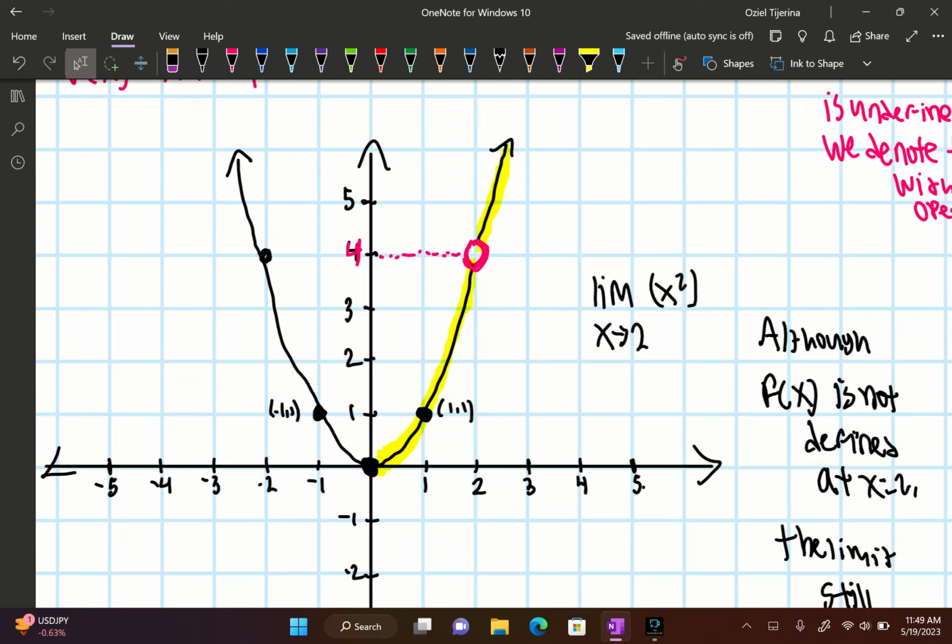What is the limit of my y value? Something like that. I really hope that makes sense. But it's really just end behavior. It's connected to end behavior.